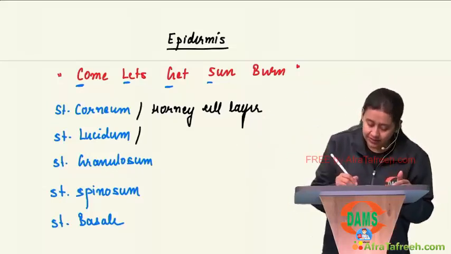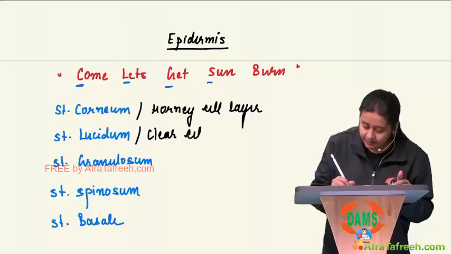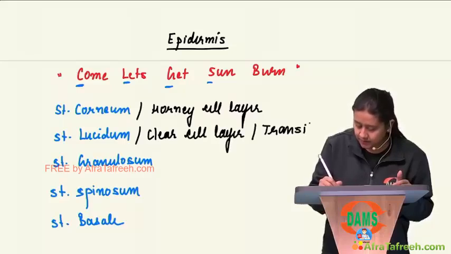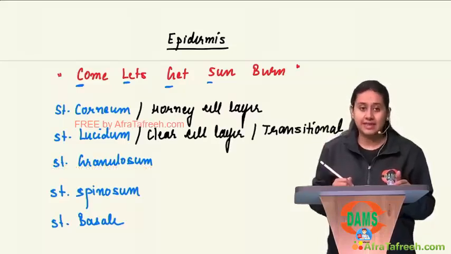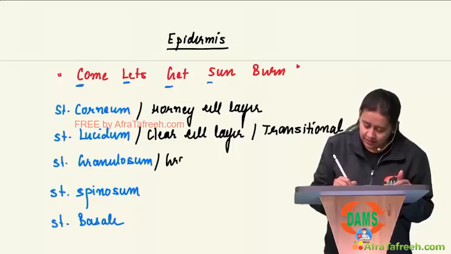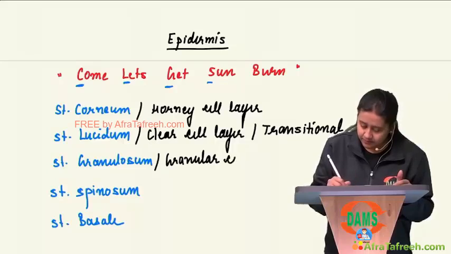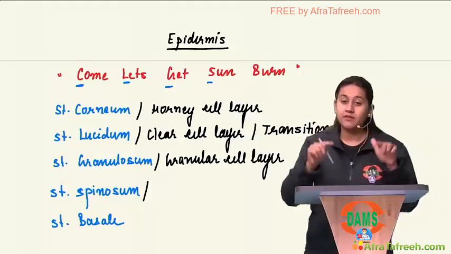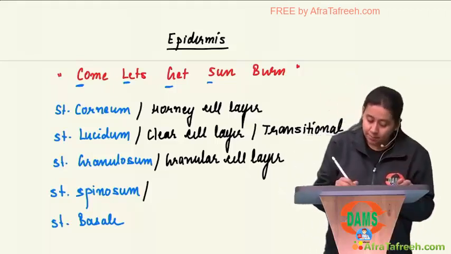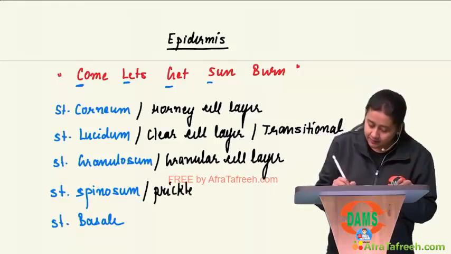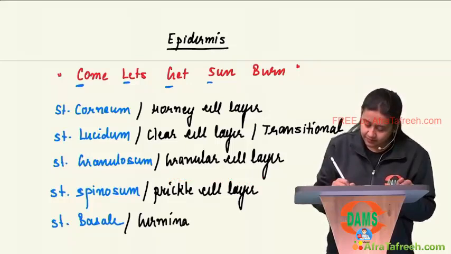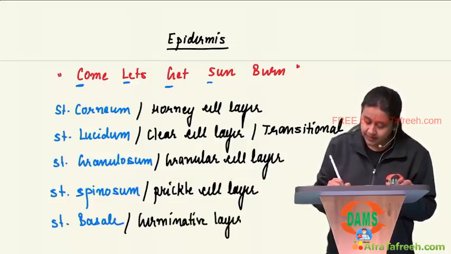Stratum lucidum is known as clear cell layer or transitional cell layer. Granulosum is known as granular cell layer. Spinosum is known as prickle cell layer because it is made up of cells which contain some spiny projections. And stratum basale is known as germinative layer.